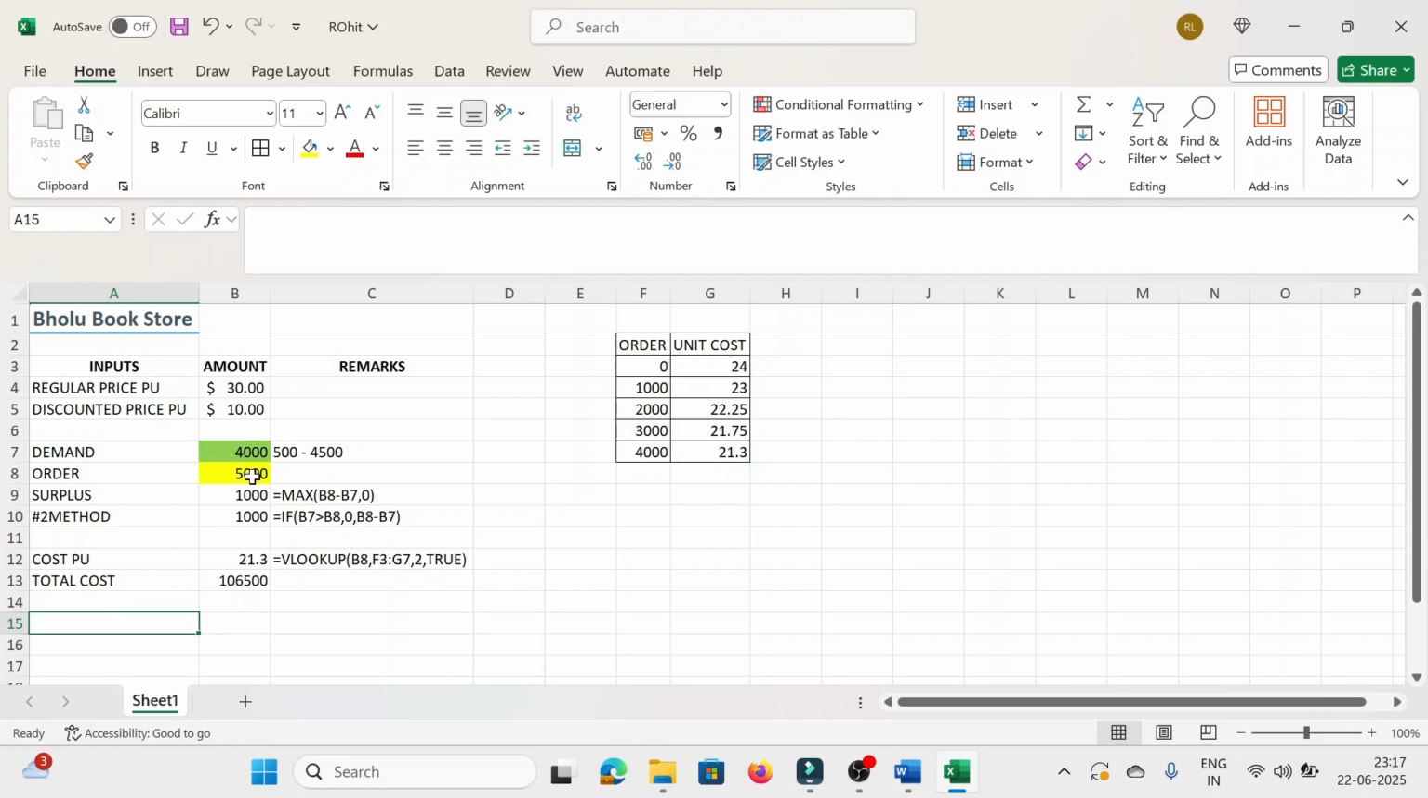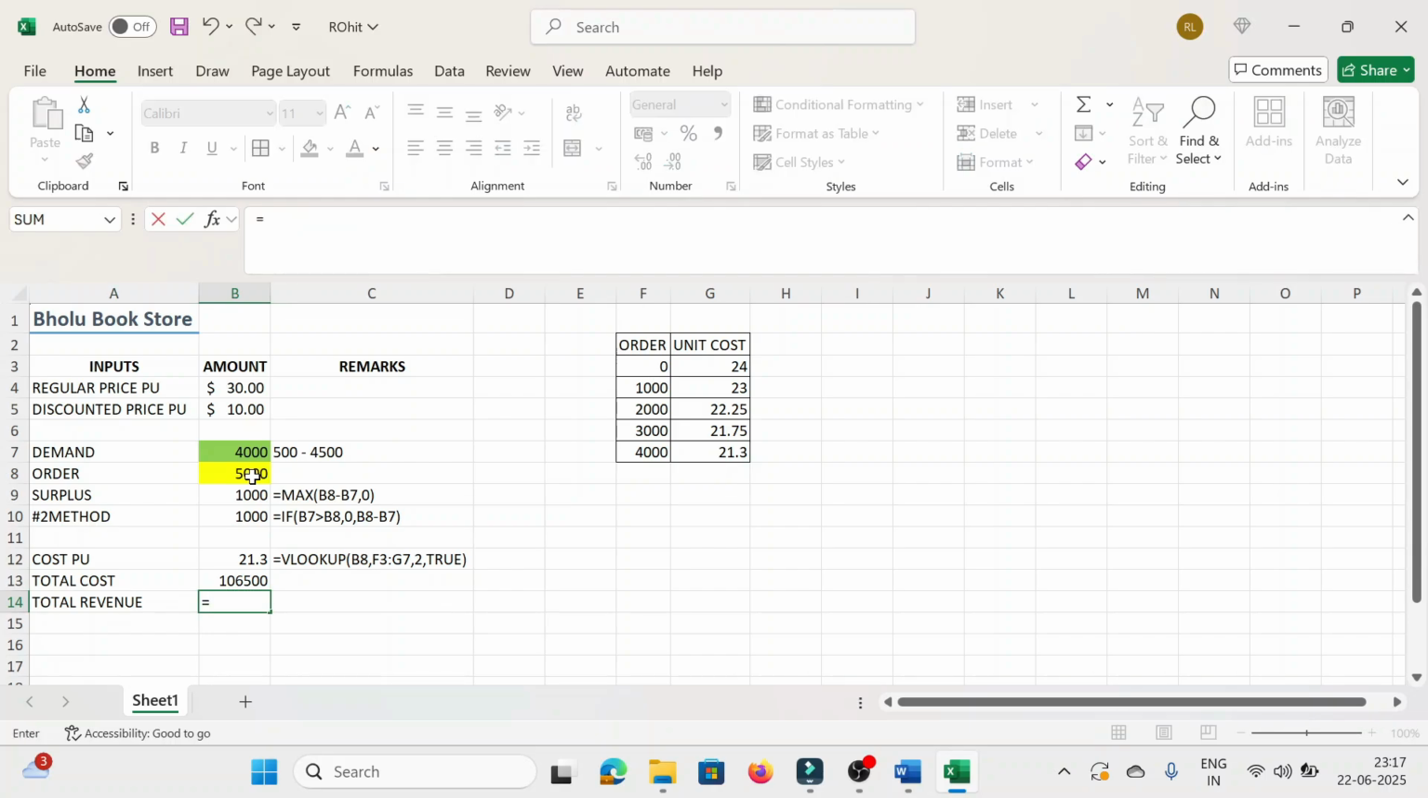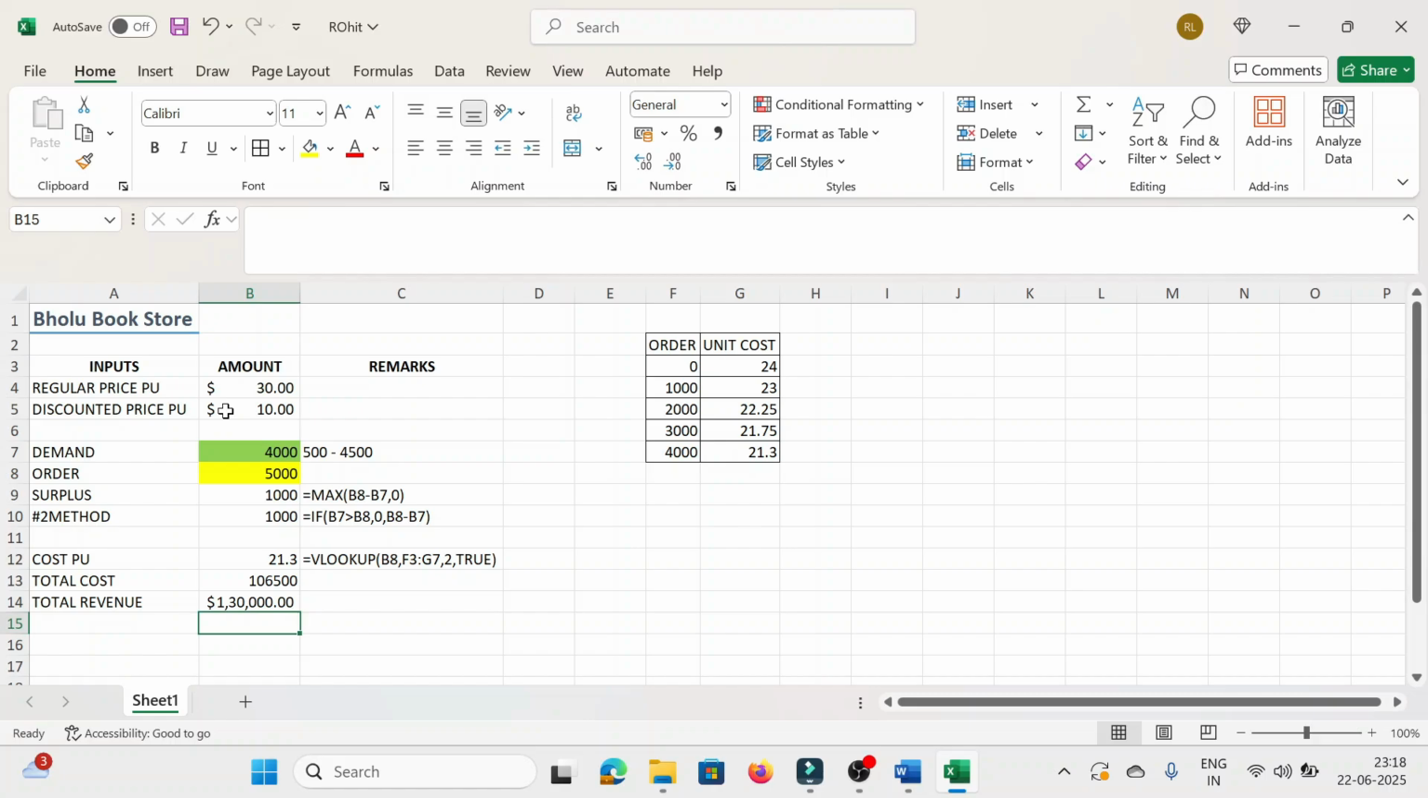Now comes the most important part, that is revenue. So now total revenue would be, I want the minimum of demand or order. So minimum of demand or order into 30 rupees plus the remaining or surplus would be sold at discounted price. So this is where it plays a catch.